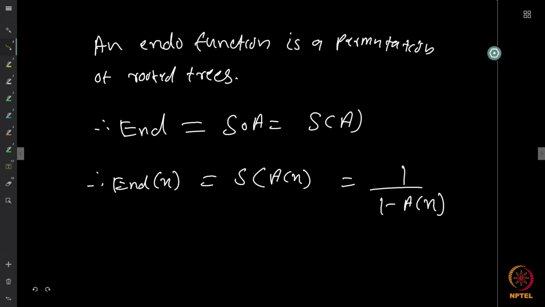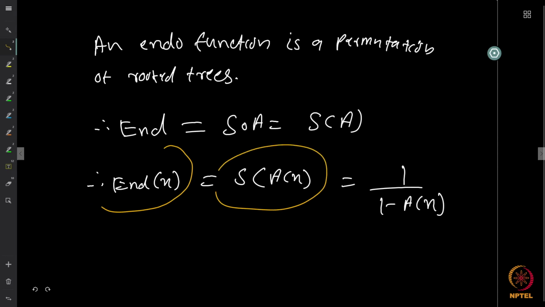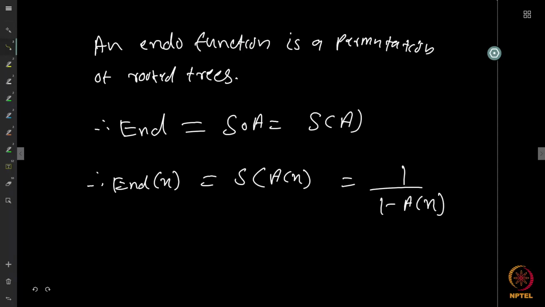So we get that the endofunction species is the composition of S and A: S composed with A, or S of A, is the species of endofunctions. As a consequence, End of X is equal to S of A of X. We don't know what A of X is yet, but it is going to be 1 over 1 minus A of X, because S of X is 1 over 1 minus X. So if you find A of X from the earlier part using Lagrange inversion, we can also find End of X using this.